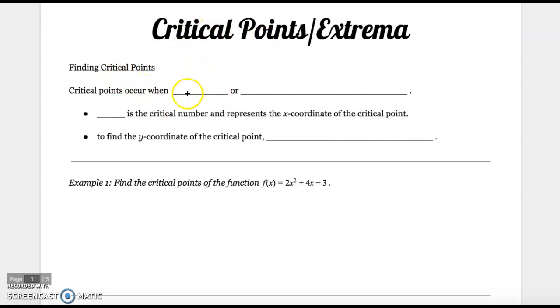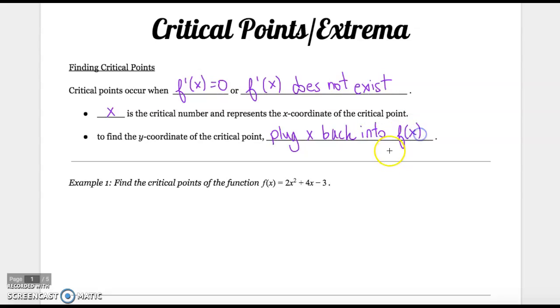And so critical points occur when your derivative, f prime of x, equals 0, or your f prime of x, your derivative, does not exist. So those would be the two cases in which you would have a critical point. The x value is the critical number and represents the x coordinate of the critical point. And to find the y coordinate of the critical point, we have to plug the x coordinate back into your f of x, your original function.